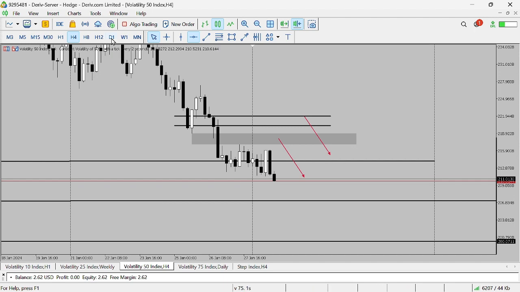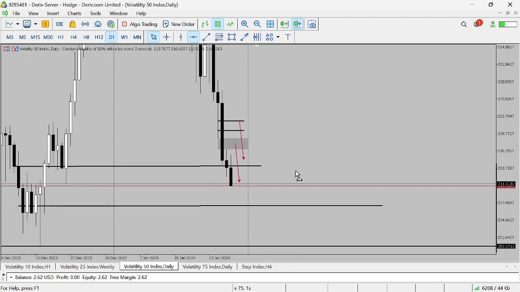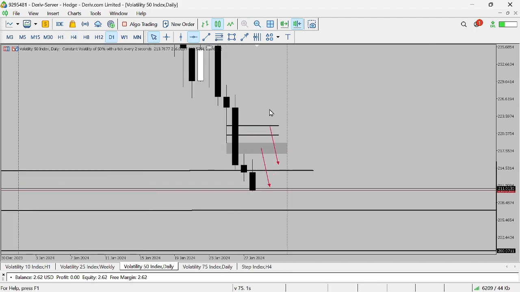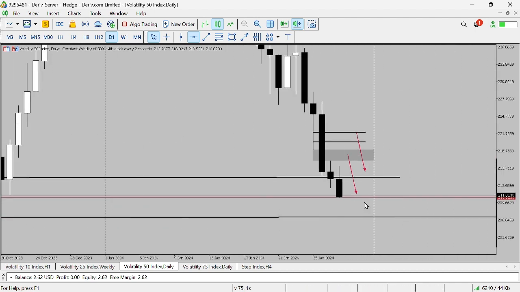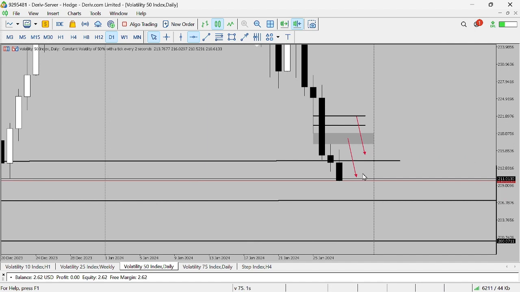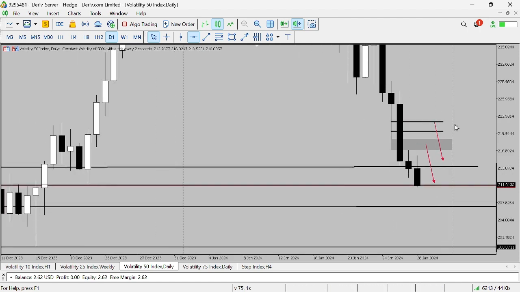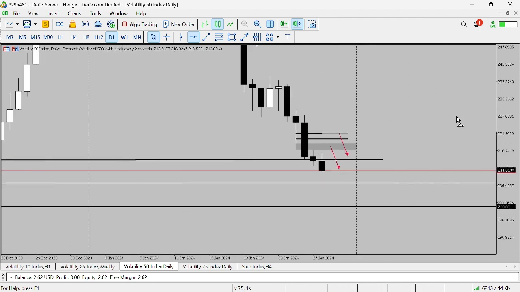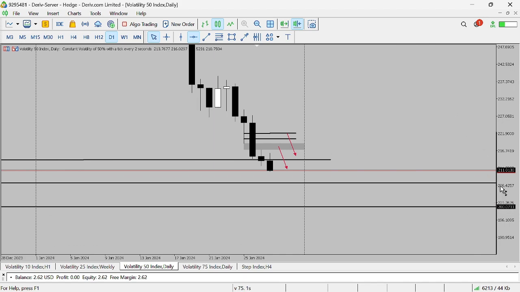So I wouldn't even be looking at the 4 hour. I'll just be looking at the daily chart like this, and I'd like to see price come there to sell. Definitely, this point is going to be met. At least this 50% of the wick is going to be met. So it's very, very simple here on VIX 50. That's my expectation going into the week.